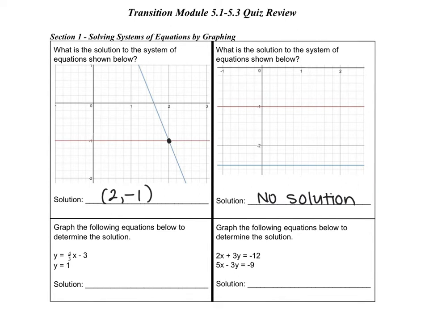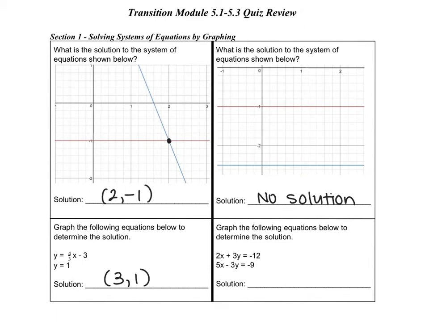If you are given a system of equations and it tells you to graph them to determine the solution, you're going to want to use Desmos. So you graph both lines in Desmos. And then you're going to do the same thing that we did on the previous two examples. You're going to look for the point of intersection. So for y equals 4/3 x minus 3 and y equals 1, the solution is the point 3, 1.